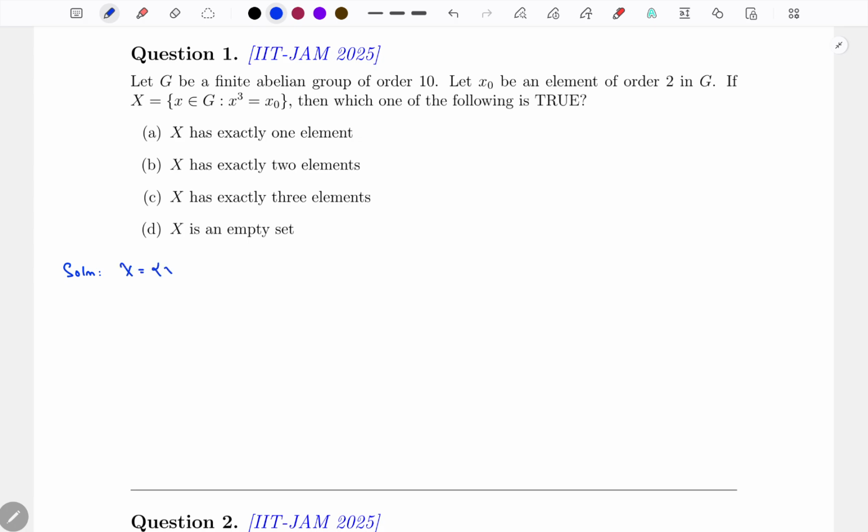So X is given to be the collection of all the elements in G such that x cubed is equal to x naught, and x naught has order 2. Now firstly observe that G is a finite abelian group of order 10. What does that mean? That means G is isomorphic to Z2 cross Z5, so G is basically cyclic.